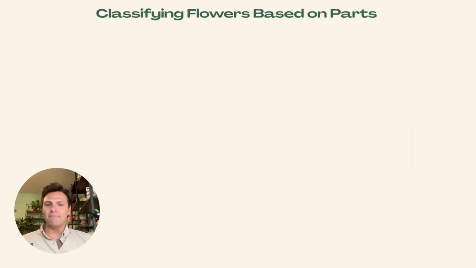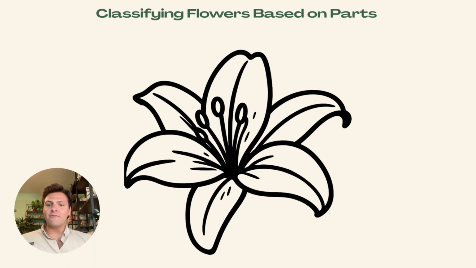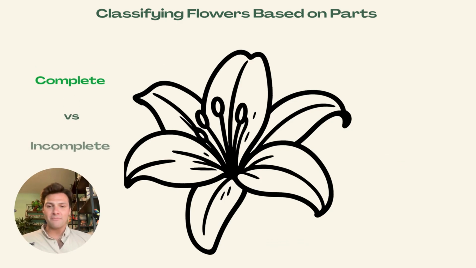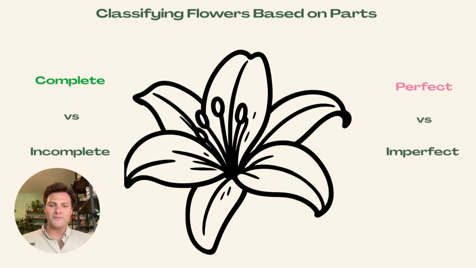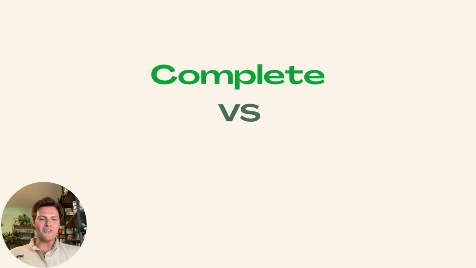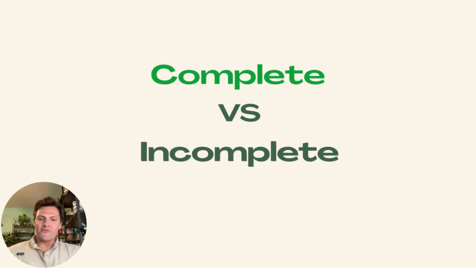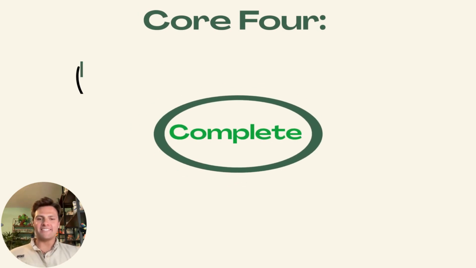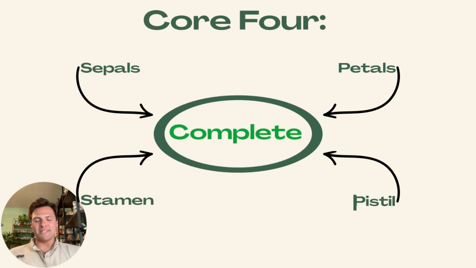Now that we looked at the basic structure of a flower and identified the major components that they can have, we can start classifying them based on which of these parts are present. And this kind of falls into two different groups. There's complete versus incomplete, and there's perfect versus imperfect, and we'll talk about each one separately. Complete versus incomplete flowers. For a flower to be considered a complete flower, it needs to have four structures. I like to call these the core four. That's sepals, petals, stamens, and pistil.